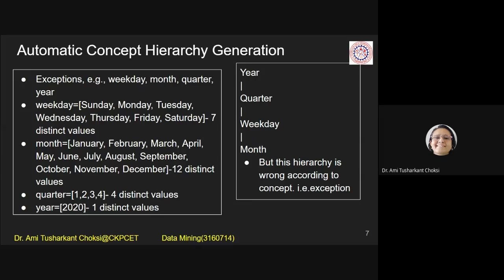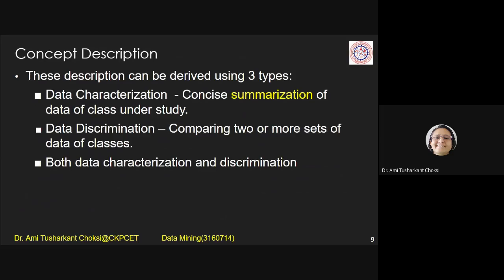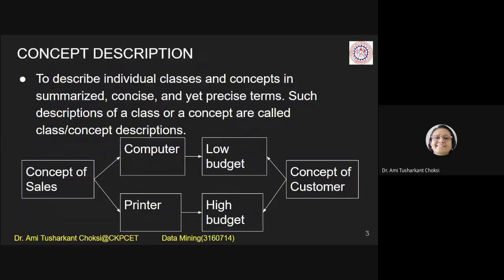Now let us see. We are learning concept description, isn't it? So how to describe that, we have also seen. We took one simple diagram and represented the concept of sales. If you want to see, I can show you that, right? This concept description we have seen.